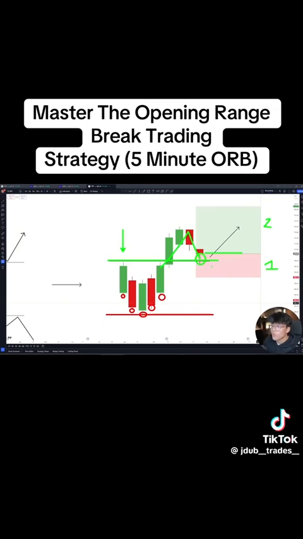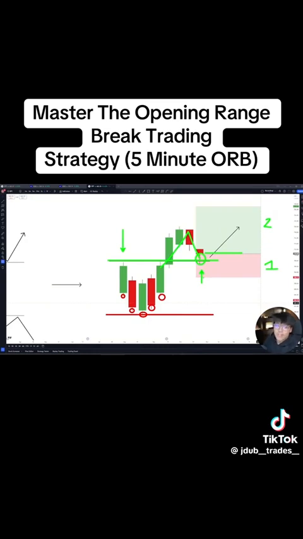We're going to be looking for buyers to step in off our key retest level, and we're going to be observing price action around that level. We're not just going to be blindly buying in. We're going to be waiting for strong price action around those key levels for continuation towards the upside.